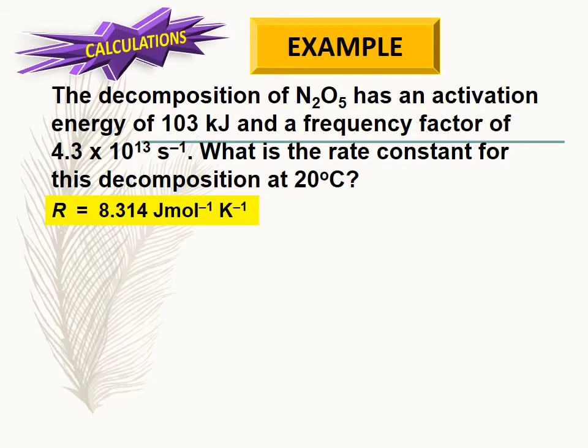Okay, first information yang kita ada dekat sini, dia kata decomposition of N2O5 has activation energy 103 kilojoule. Nampak? So ini activation energy. Tengok unit dia. Unit dia adalah kilojoule. So you kena hati-hati. Kilojoule kena convert dalam joule lah. Okay. And a frequency factor here. Frequency factor ni adalah A. Okay. A tadi adalah frequency factor. What is the rate constant? So soalan nak cari K.